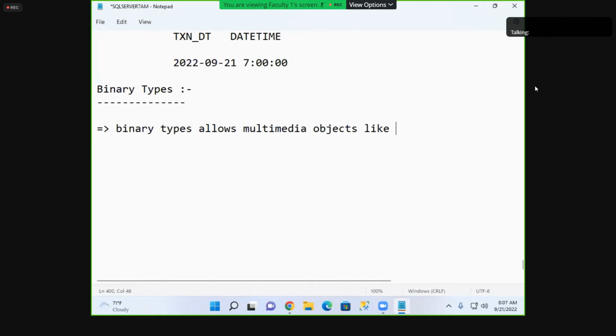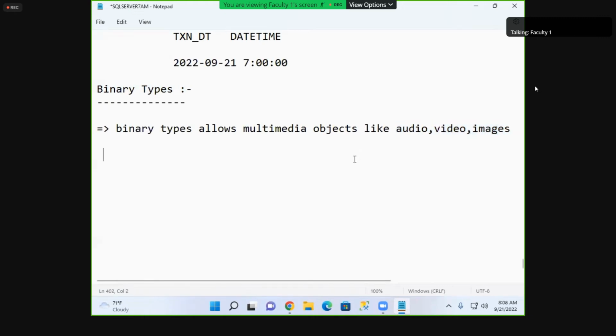Multimedia objects, like audio, video, images. If you want to store photographs, speech, or movies in a database, then we use binary types. So for storing these types of objects in a database, we use binary types.